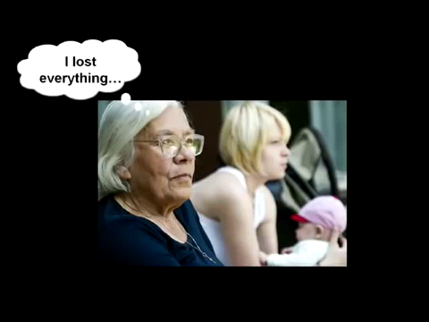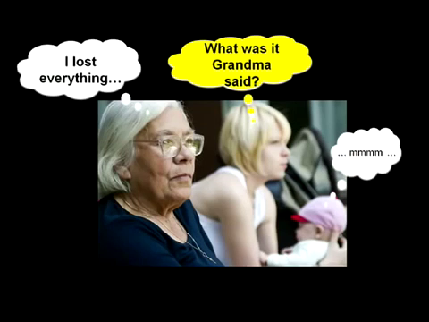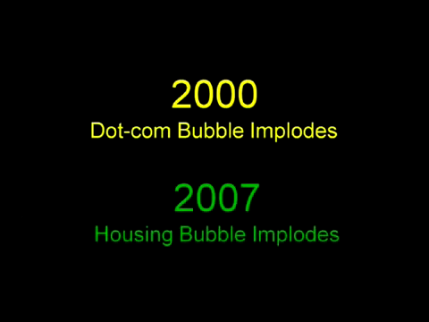Bubbles used to happen once every generation or so, because it took time to forget the pain from the damage. Less than 10 years after the bursting of the dot-com bubble, we saw the bursting of the housing bubble. This is simply astounding and thoroughly unprecedented.